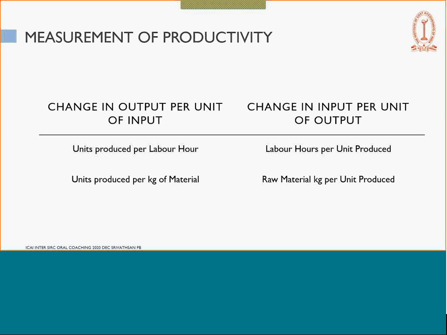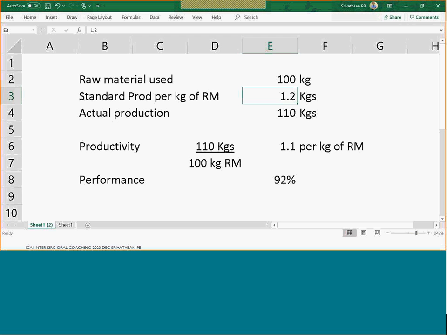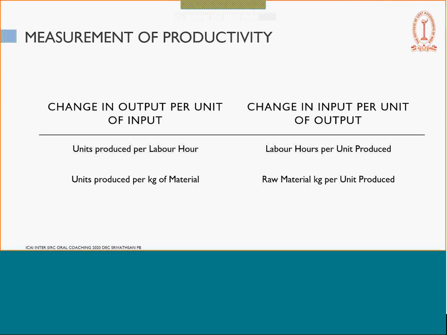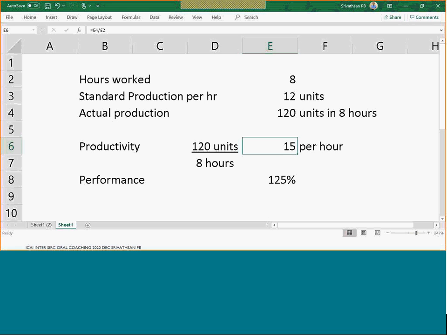So we have two ways of measuring productivity. One is output per input. That's what we saw here. Per kg, what is my output? 1.1 kg. As a percentage of input. Output per unit of input, per hour of input. That way of doing it. Output per unit of input, or input per unit of output.